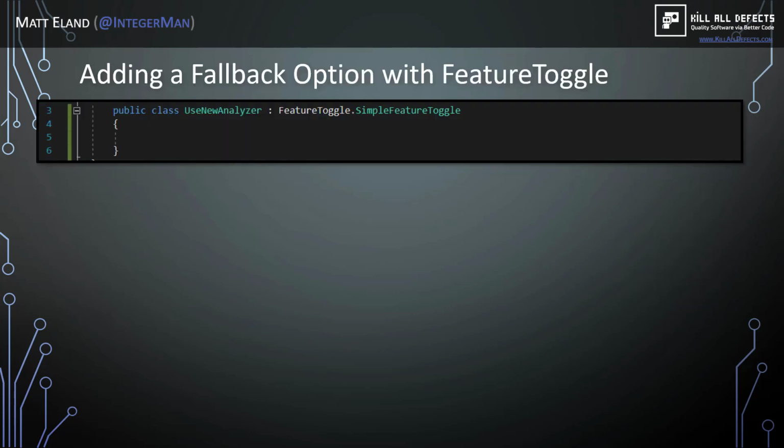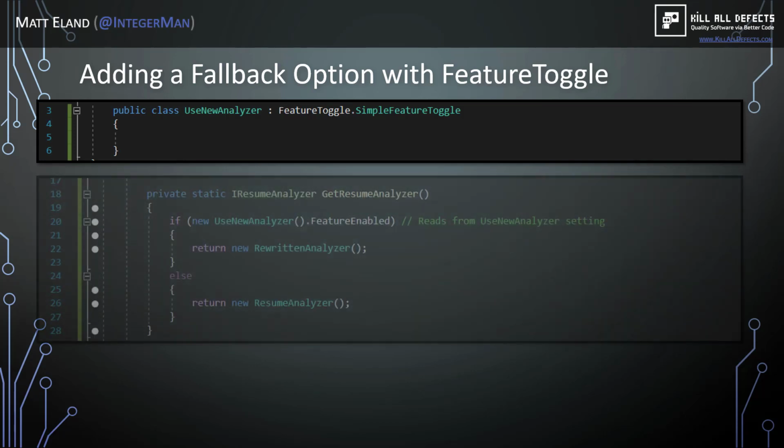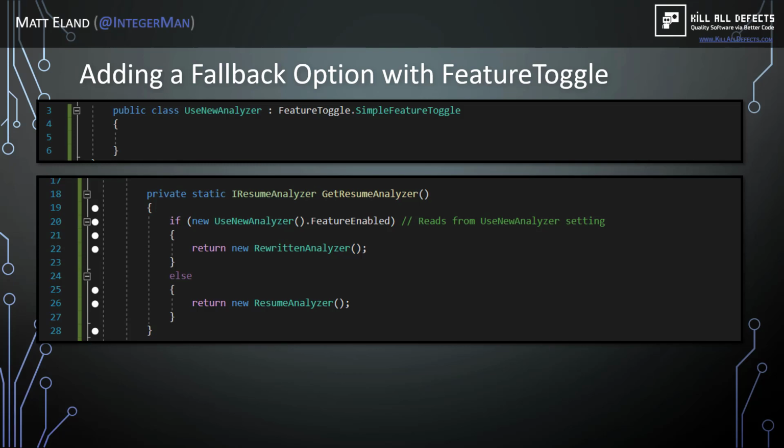There's a library called Feature Toggle. There's actually a lot of libraries like this. This is the one I like to recommend because it makes it less likely that you'll make a mistake. So Feature Toggle gives you these little toggles, which are configuration based, and they say whether something should happen or not. So here's a use new analyzer class. So this is representing that flag we just talked about, and this is a simple feature toggle, and this is implemented fairly easily.